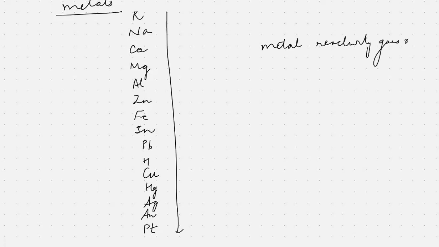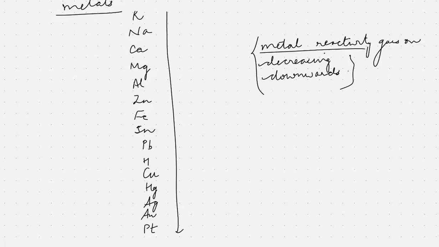As we arrange the series down along the elements, here in the metal reactivity series, the metals' reactivity goes on decreasing downwards. You understand the point? And because the metal reactivity goes on decreasing downwards, what do you mean by the metal reactivity? It is the metal's tendency to lose electrons. Am I right or not?